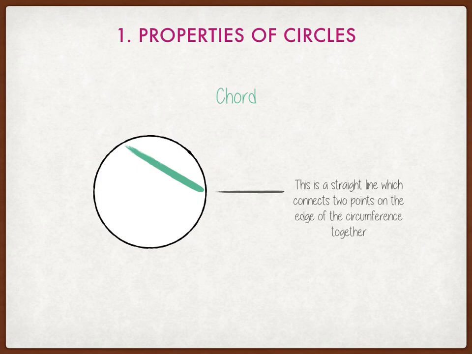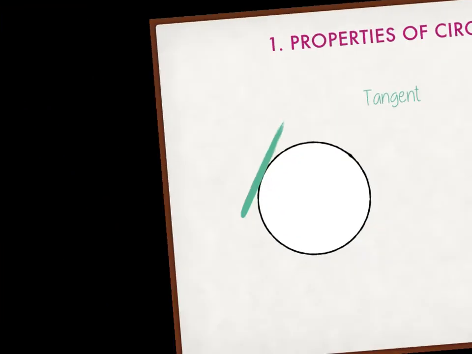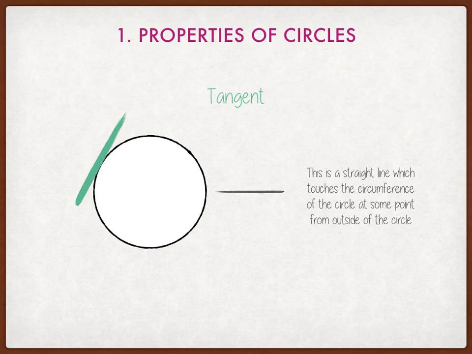The next few slides aren't quite as important properties, but they are still important to learn or just know in the back of your head because you could be asked to name them in a test. So the chord is a straight line which connects 2 points on the circumference together. A tangent is a straight line which touches the circumference of the circle at some point, but the line must be on the outside of the circle.